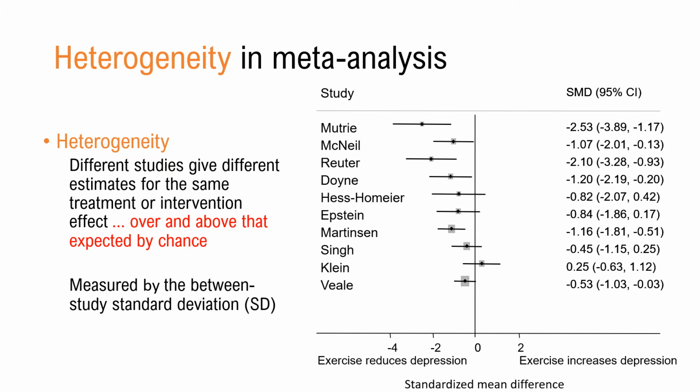Where studies give different estimates for the same treatment effect, over and above what we would expect by chance, we say that there is heterogeneity. In the graph here, we can see that whilst most trials suggest that the effect of exercise might be to reduce depression, there is considerable variation in this. We measure how much variability there is around estimates of the same intervention effect from different studies using the between-study standard deviation.